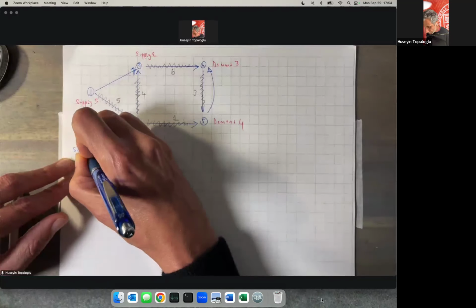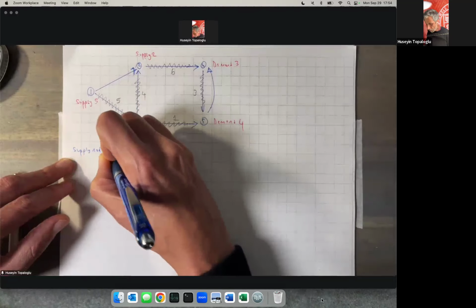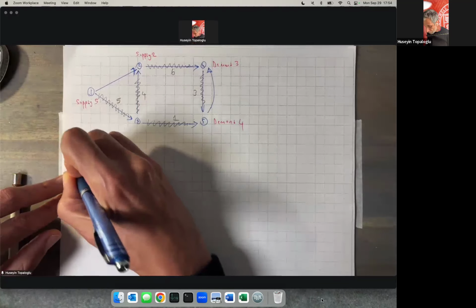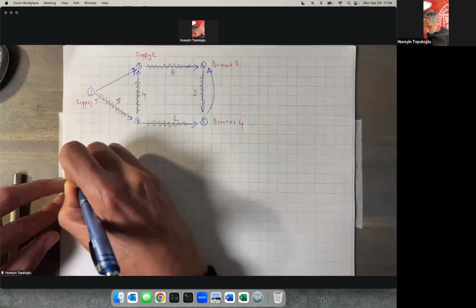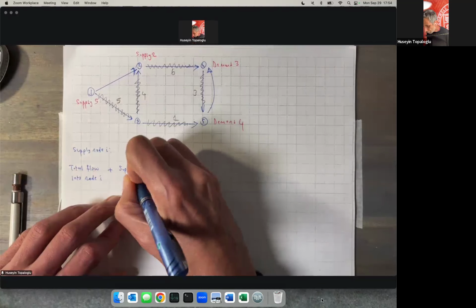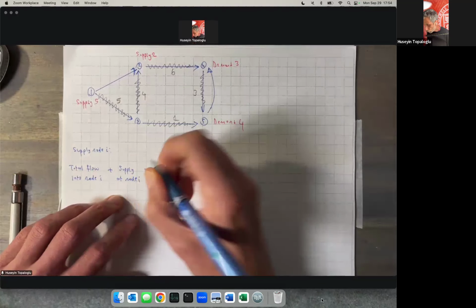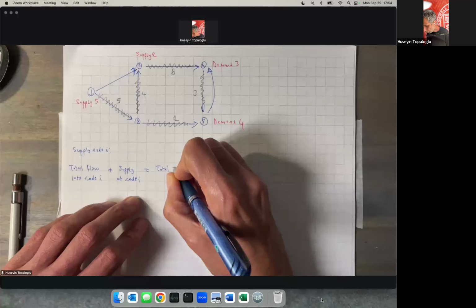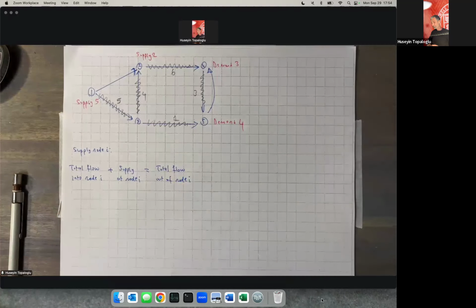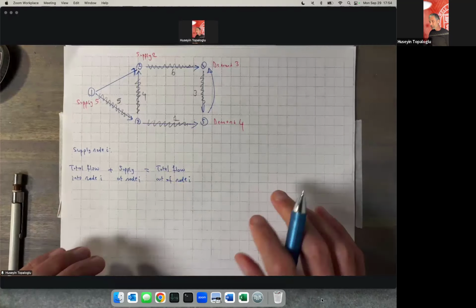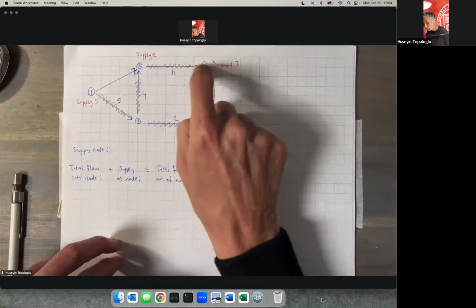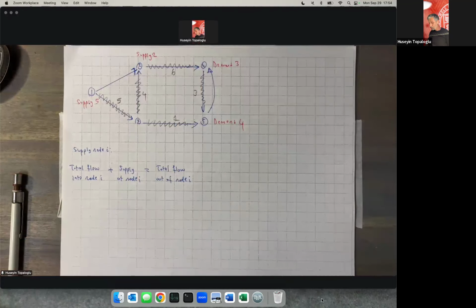So let's say for supply node i, we're going to write a constraint that says the following. Total flow into node i plus the supply at node i should be equal to the total flow out of node i. Great. So this is the kind of constraint that I need to write for each supply node i. The total flow coming into the supply node i plus the supply at supply node i should be equal to the total flow coming out of the supply node i.